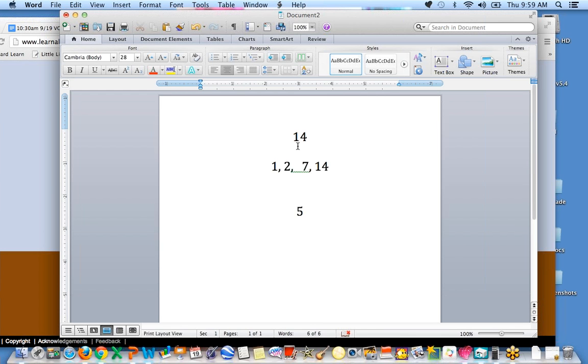And then we know that 5, obviously 5 times 2 is 10. So that's not a factor of 14. And 5 times 3, we already jump up to the answer of 15. So 5 is also not a factor of 14. So here's what our list would look like. Type a happy face into the chat if that makes sense for you.